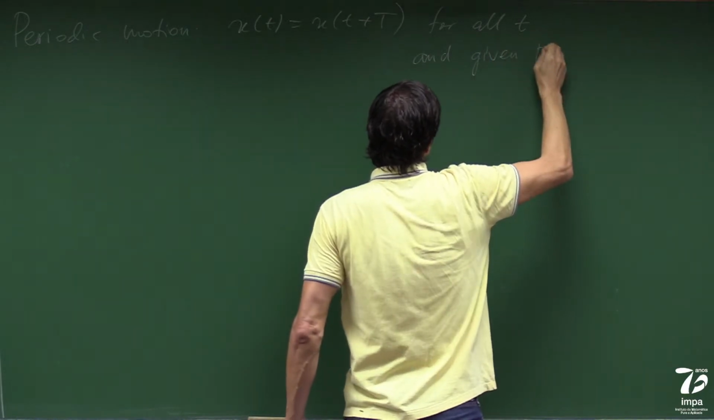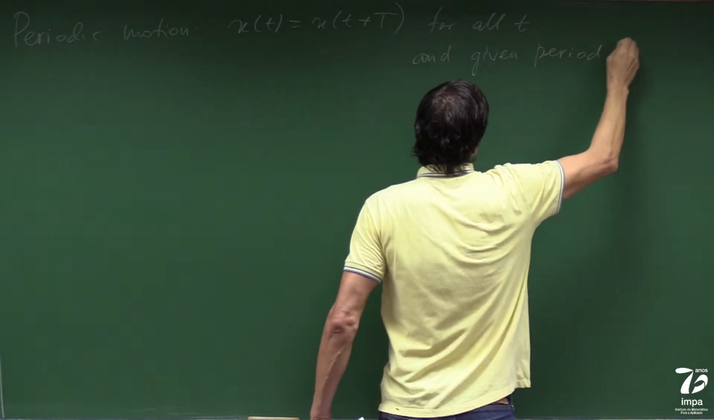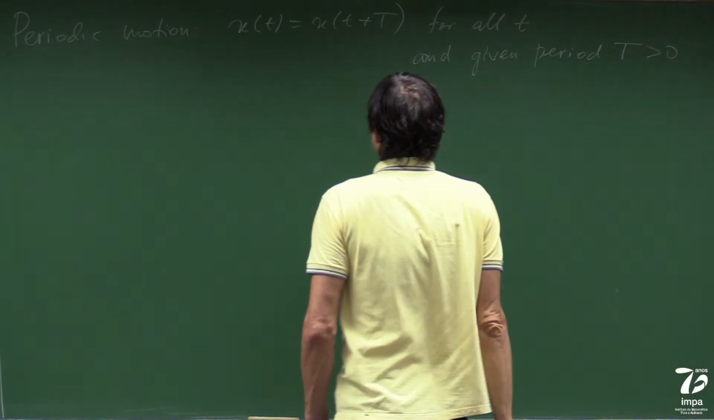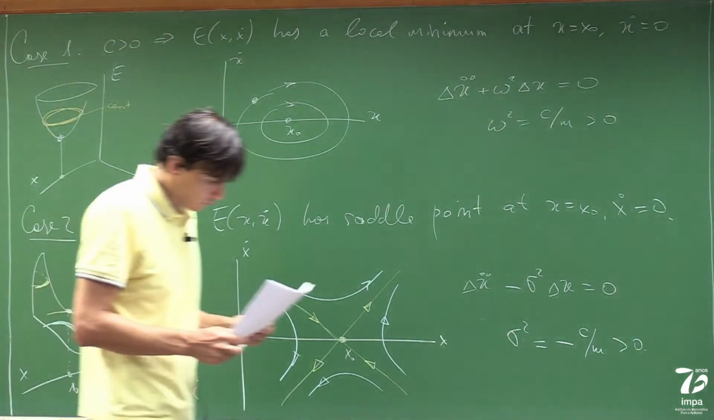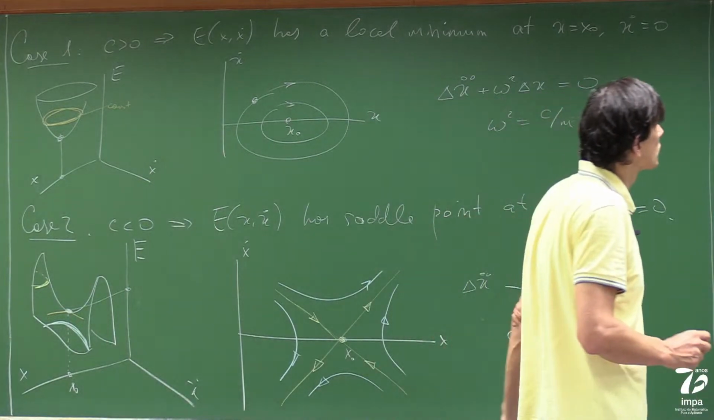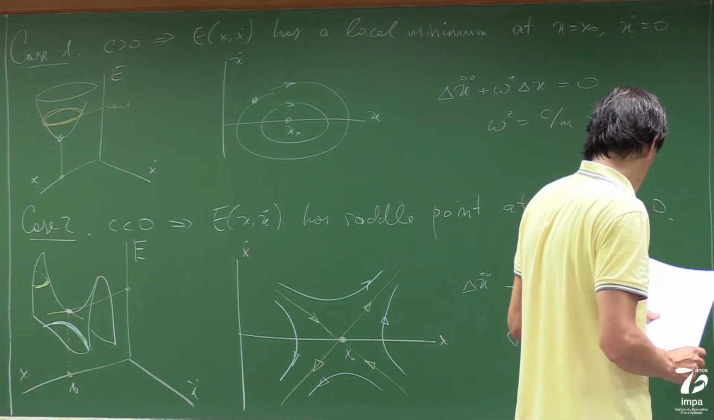So fixed period T bigger than 0. So T capital is a period. So every time it repeats itself. So what we found is how to find the period if we know the orbit.